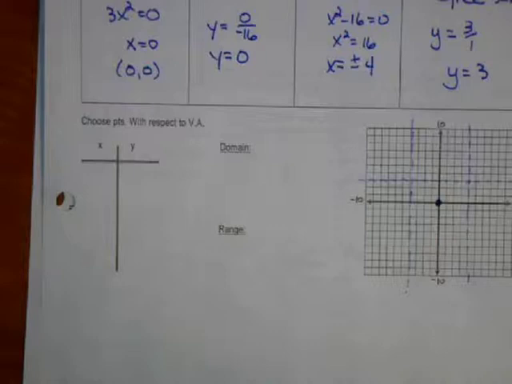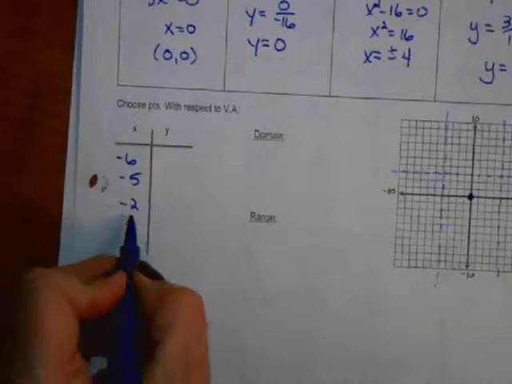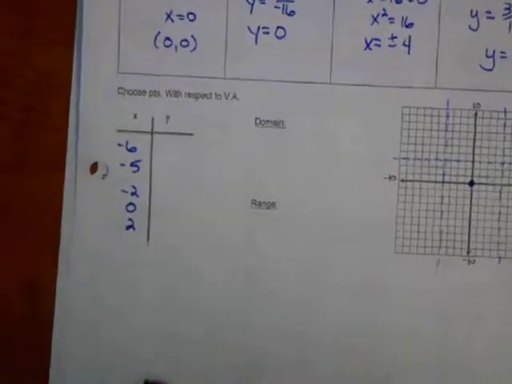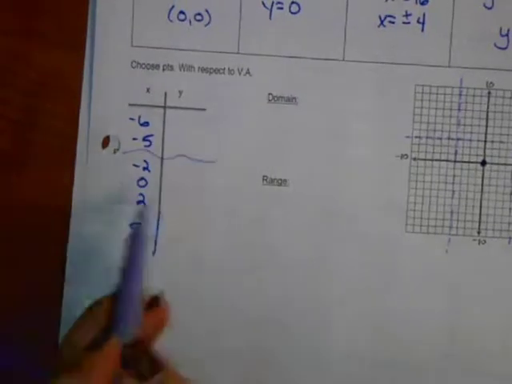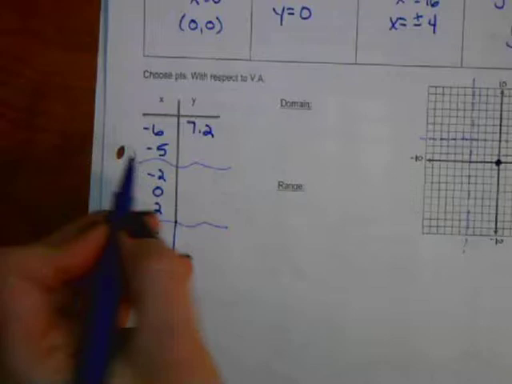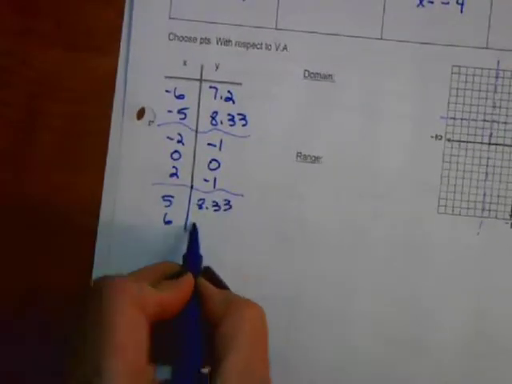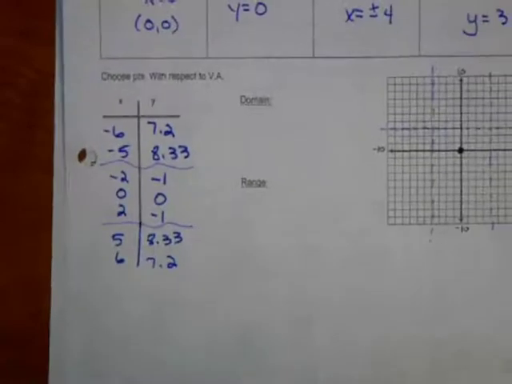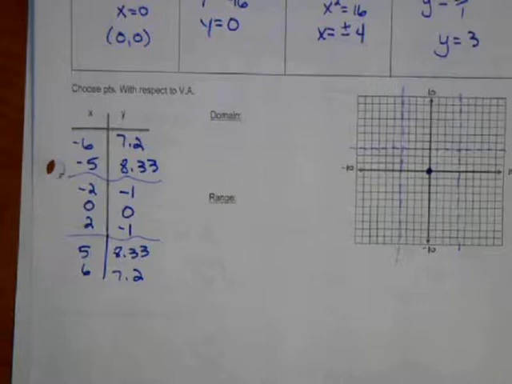So you have to do some points to the left of your asymptote, the left of the left one, and then inside the middle one, which you already have some of these, and then to the right of the right one. And I'll just give you those numbers. 7.2, 8.33, negative 1, 0, we already did that one, negative 1, 8.33, they're symmetrical. And then graph.